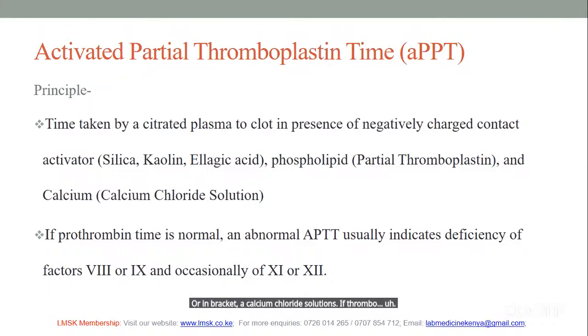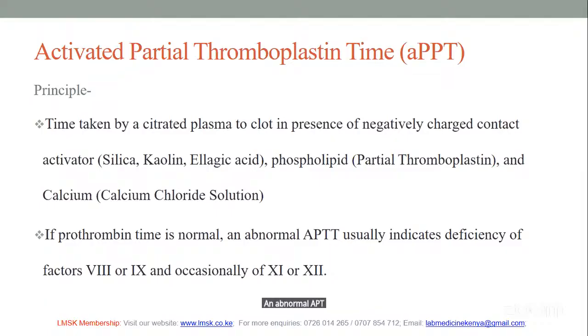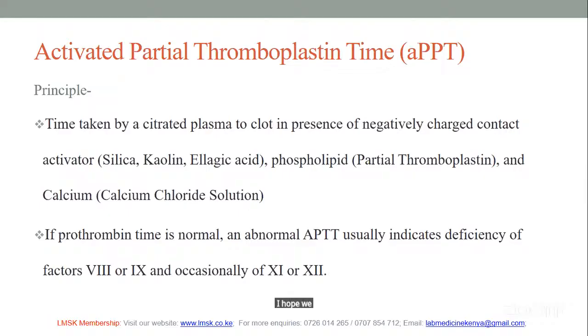If thrombin time is normal, an abnormal APTT usually indicates deficiency of factor 8 and factor 9, and occasionally would lead to factor 11 and 12. And we know factor 11 is always associated with hemophilia C. I hope we remember our hematology as we are just refreshing our knowledge. Next slide, please.